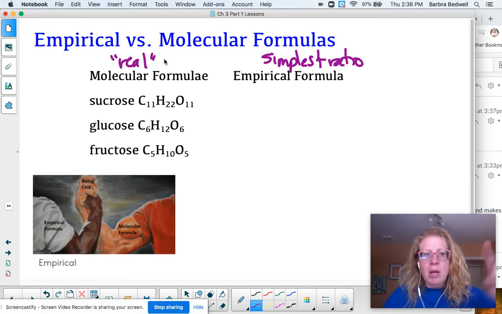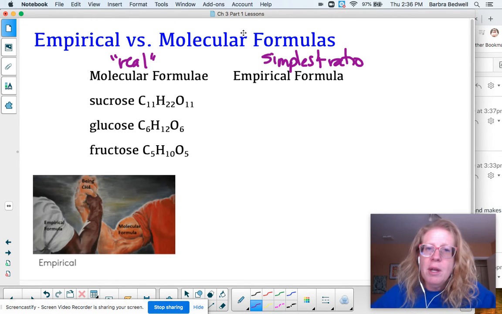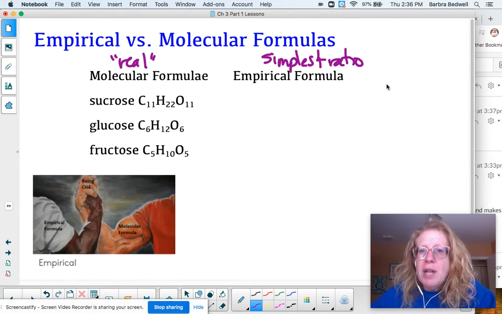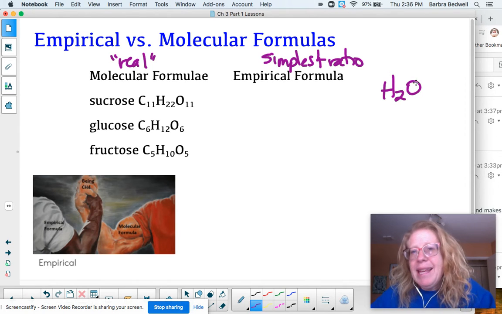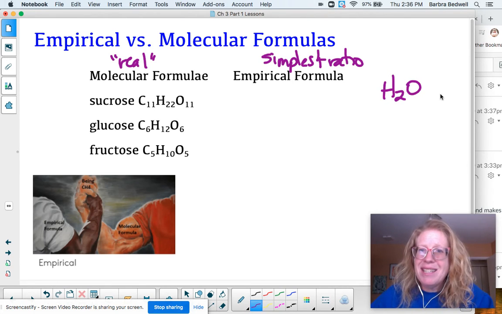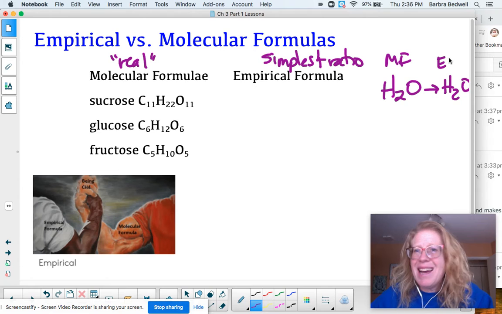So let me give you an example before I do these sugar ones that are on here. For example, if we are talking about the concept of water, H2O, simple one, right? I can't reduce this down any further. Its molecular formula is H2O. That's how it exists. But its empirical formula is also H2O. There's no difference between MF and EF. Those are exactly the same thing. You can't reduce a 2 to 1 ratio any further.